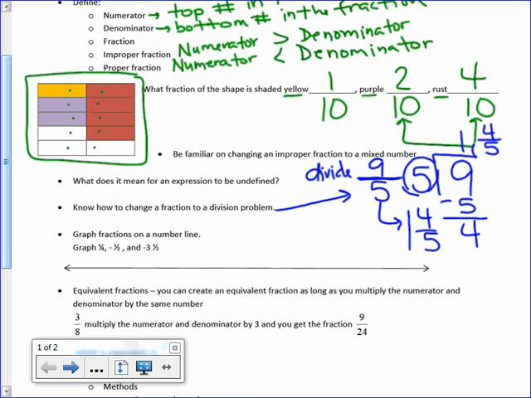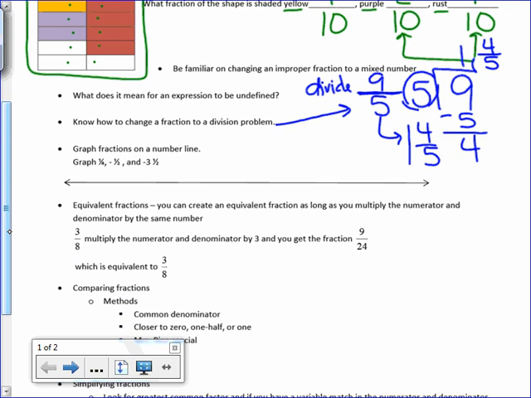All right. Graphing on a number line. Okay, let's graph 1/4, -1/2, and -3.5. Well, when we graph, the first thing we need to do is put 0 because that's the boundary between the positives and the negatives. And then I like to do the whole numbers. So 1, 2, 3. -1, -2, -3.